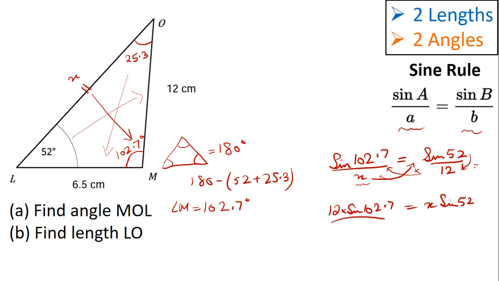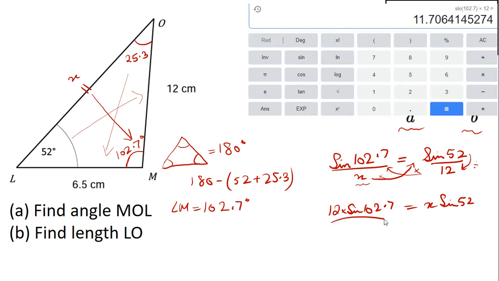Now, first thing I'm going to do, 12 times sine 102.7. Again, make sure that your calculator is set on degrees. If you write 12 times sine 102.7, well and good. If you want to write it like that, first the sine and then multiplied by 12, make sure that you do not forget to put the close bracket, because if you don't, your answer is going to be wrong. So sine 102.7 close bracket times 12 gives me 11.706 and so on. So 11.7064 equals x sine 52.